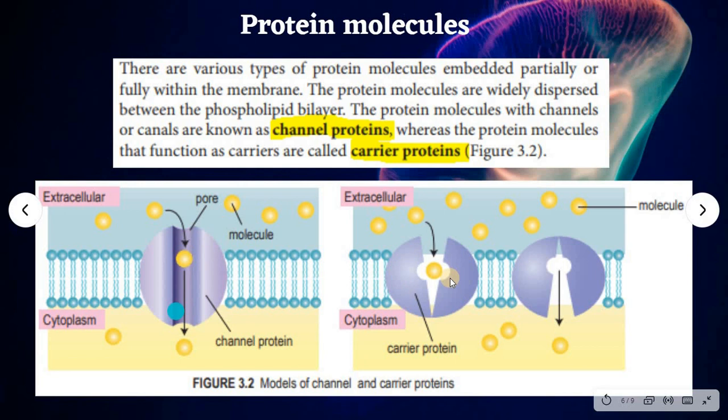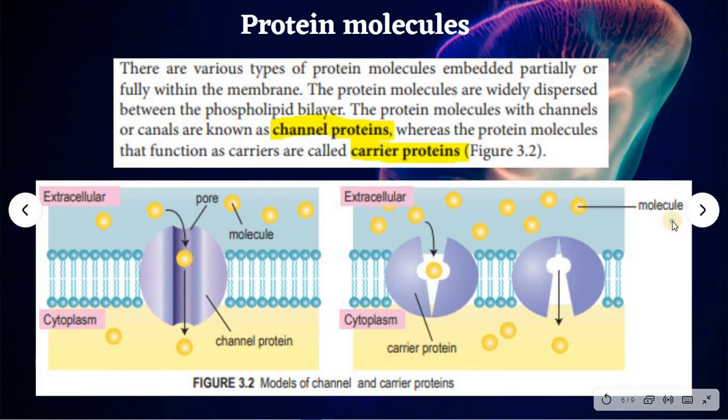So this is the carrier protein. Carrier protein has an active site. Right? This refers to the active site, whereby the molecule binds to the active site and then will be transferred to the other side, which acts as a carrier. Okay, make sure you can differentiate between channel protein and carrier protein, right?